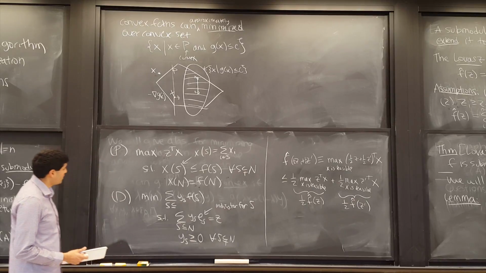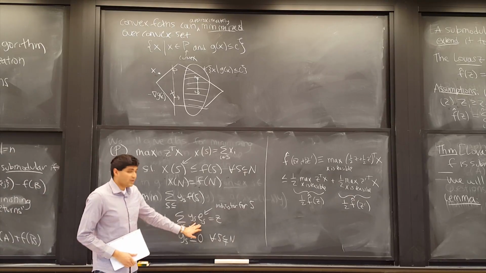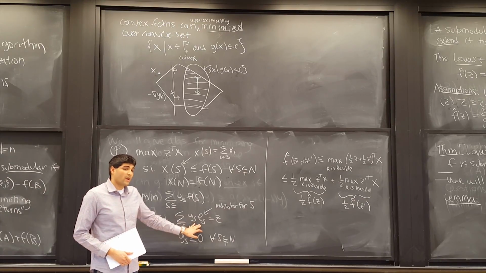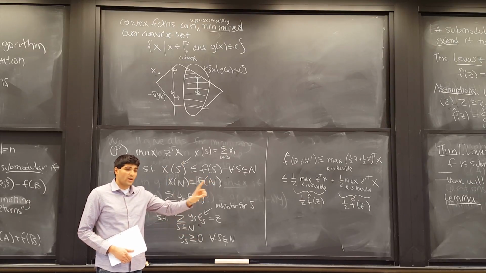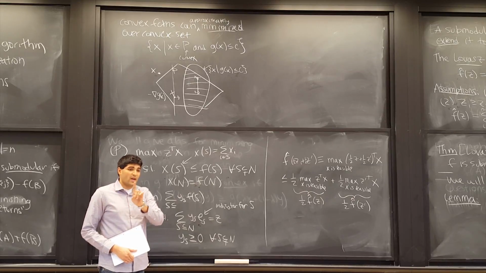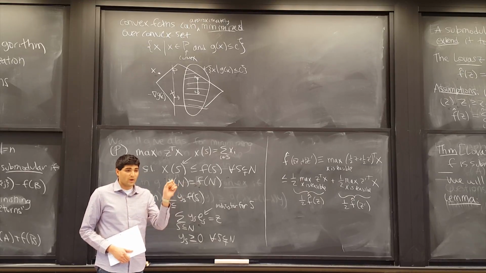Yep. What is e_S? e_S is the indicator for some set S. So if you think about S as being just the first element, then it's the vector 1 and all zeros. If the set S is the first two elements, it's 1, 1, and all zeros.